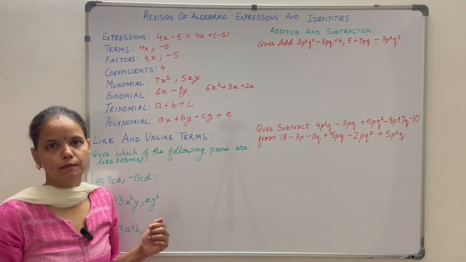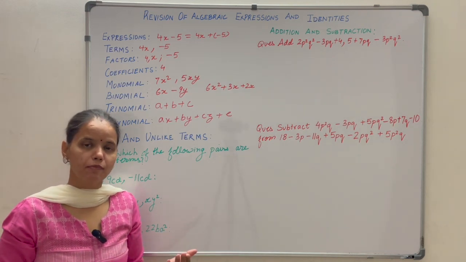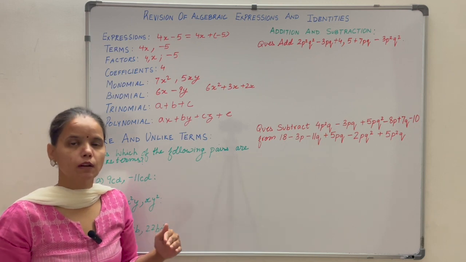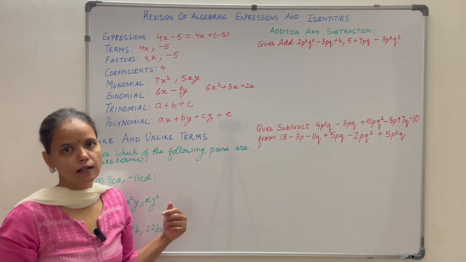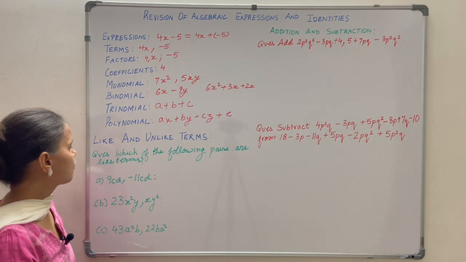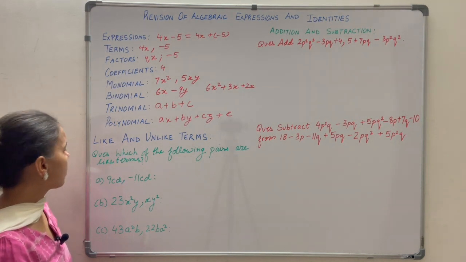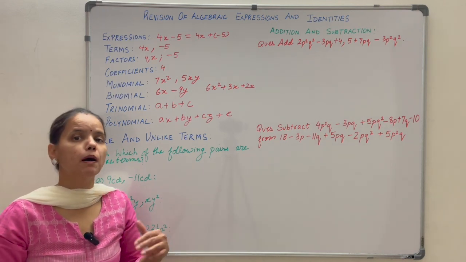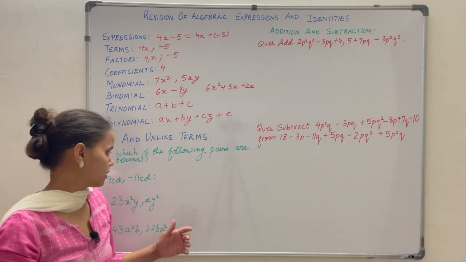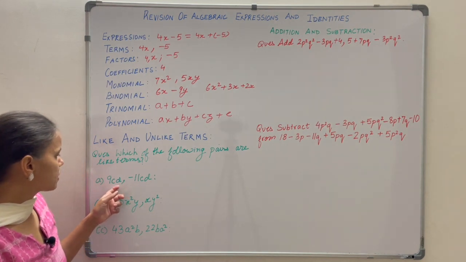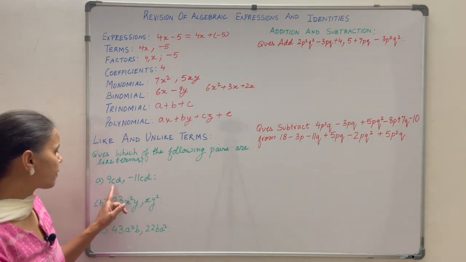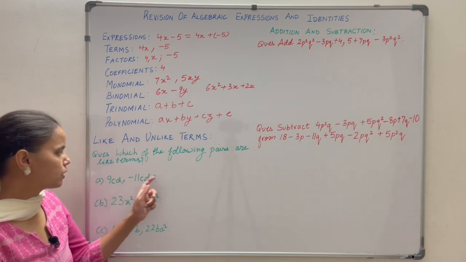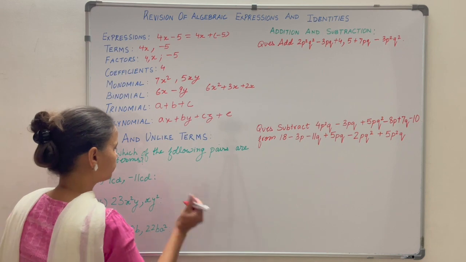Like and unlike terms. Like terms have the same variables, and the powers of these variables are also the same. If this is not the case, then they are called unlike terms. Let us take this question. Which of the following pairs are like terms? You just need to see whether the variables are the same and whether the powers of these variables are the same or different. Here there are two variables, c and d. Here also two variables, and the power of c is 1, here also 1. The power of d is 1, here also 1. So these two are like terms.